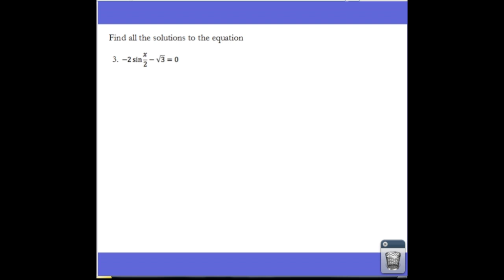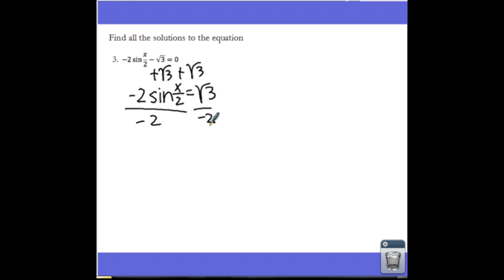So let's look at a third example. This one still says find all solutions. First let's add the square root of 3 to both sides. Then we have negative 2 sine of x over 2 equals positive square root of 3. Then we'll divide by -2. And then we have sine of x over 2 equals negative square root of 3 over 2.